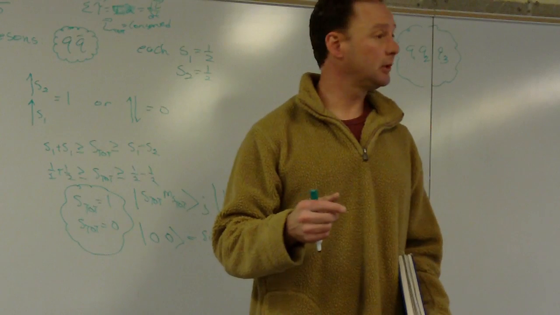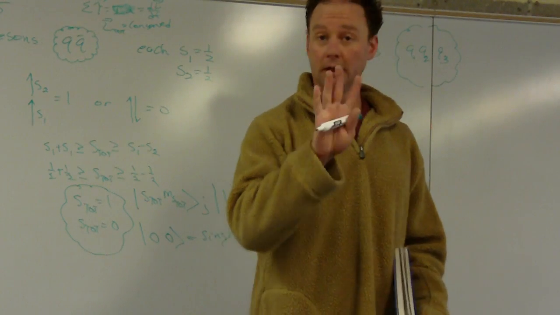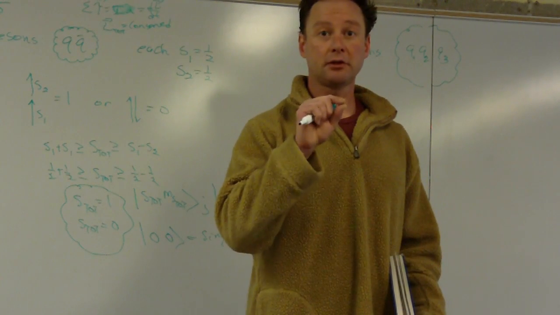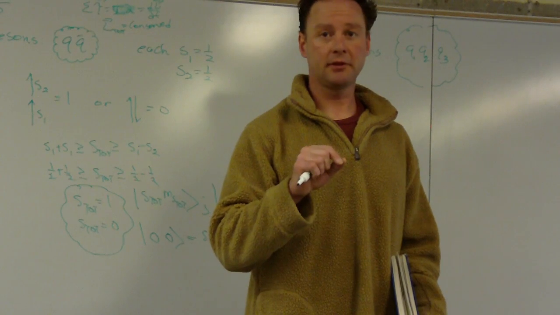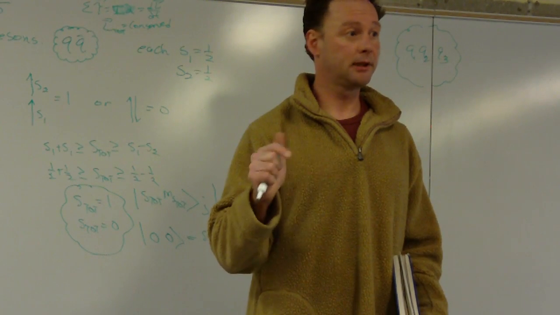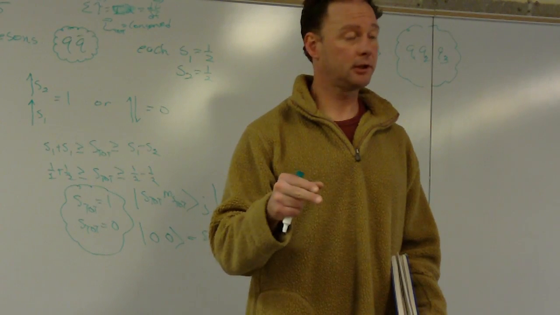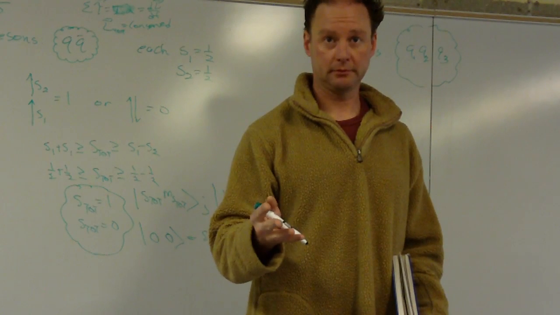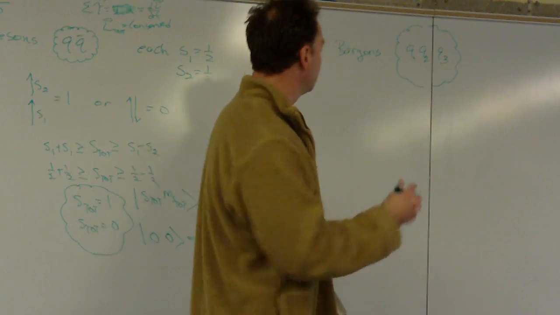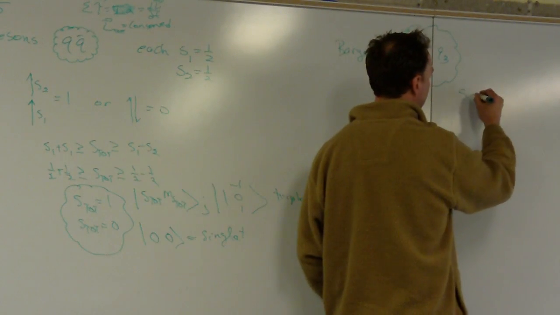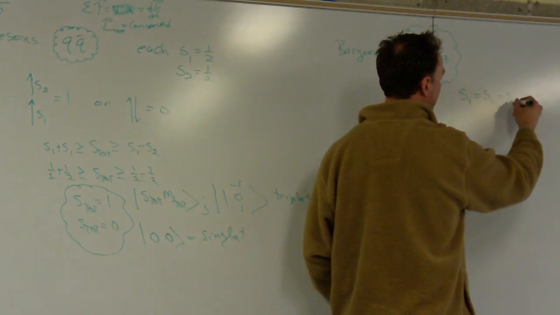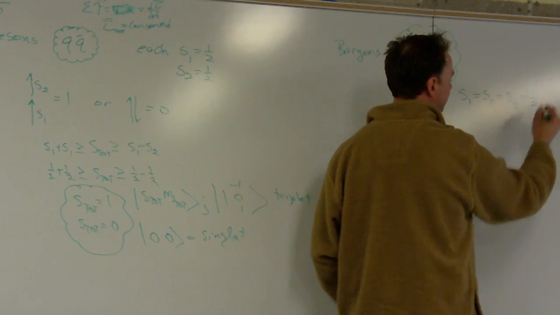Before I go on, this question stipulates that these quarks are in the ground state. So what are we going to assume about orbital angular momentum? 0. So what is the only angular momentum we're talking about? Spin. So in other words, what we have here is S1 equals S2 equals S3 equals a half.